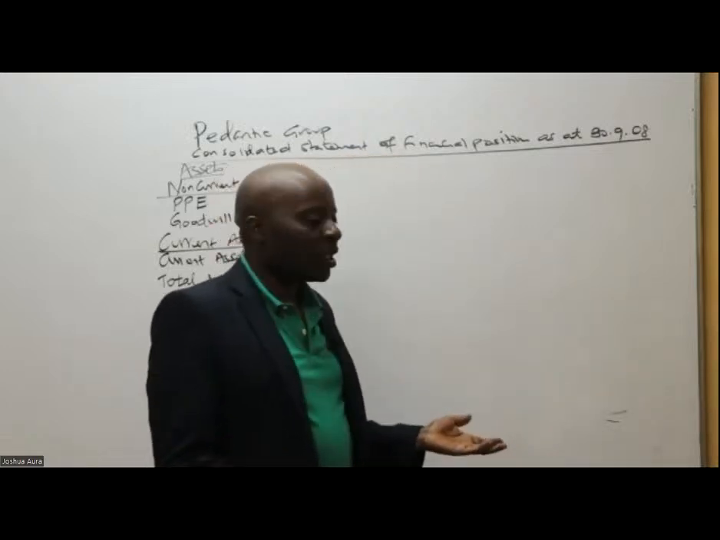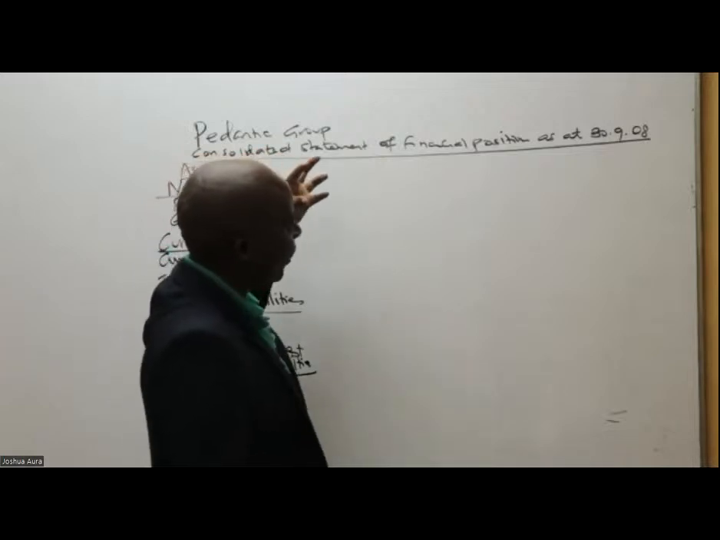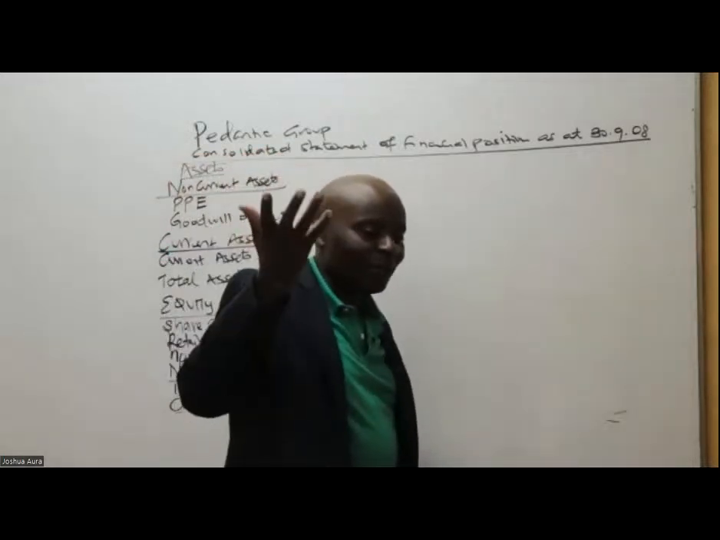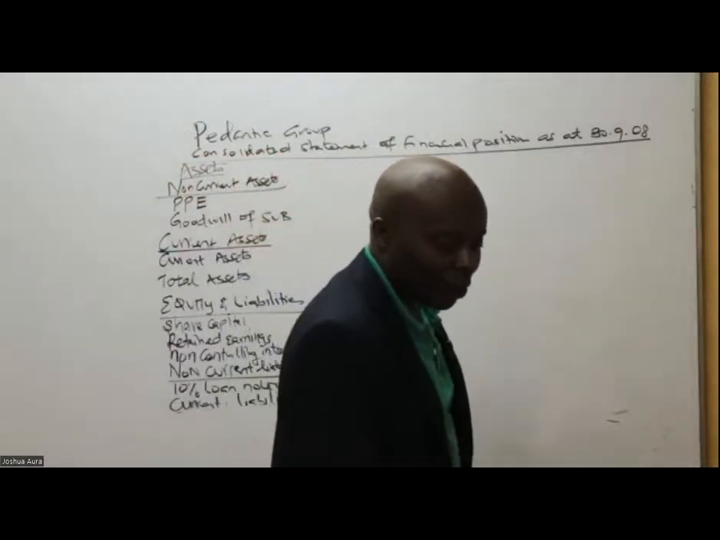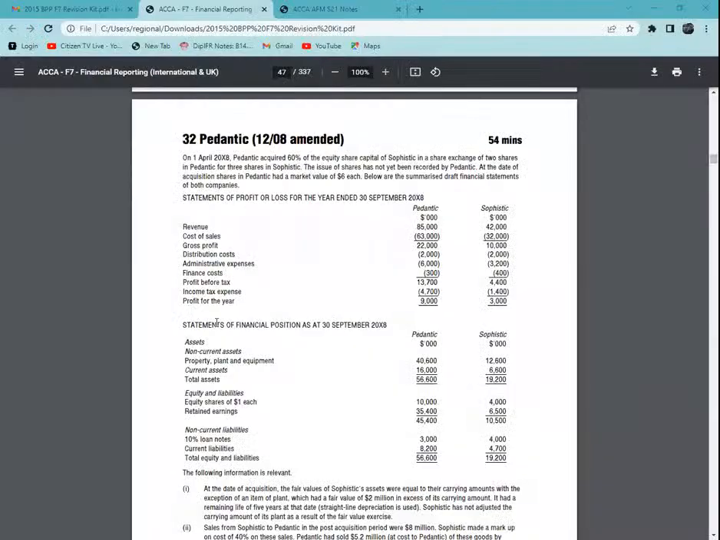It is the easiest. Like now the property, plant and equipment, what should I do? I should take the PPE of the parent plus the PPE of the subsidiary. Just that. Don't read any notes first. Just come here as usual and look here. So we have property, plant and equipment, 4,600 and 12,600. We're only adding. So we have 4,600 plus 12,600.